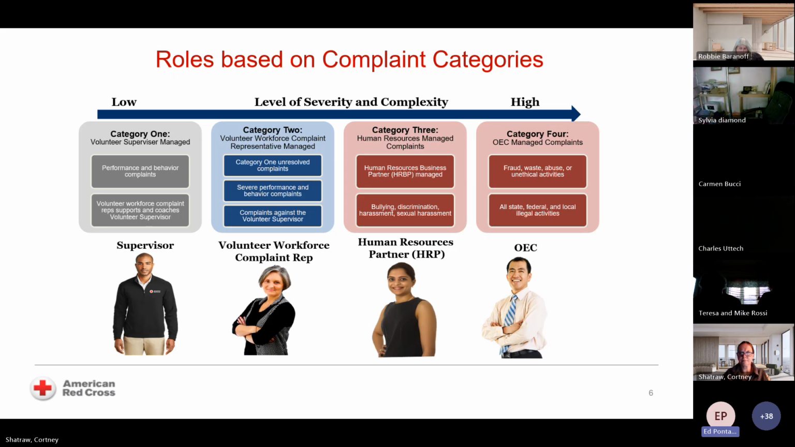The final category, category 4, rises to the level of illegal conduct. And that area is going to be referred to the Office of Equitable Compliance and Ethical Compliance, and they would deal with those kinds of things directly.